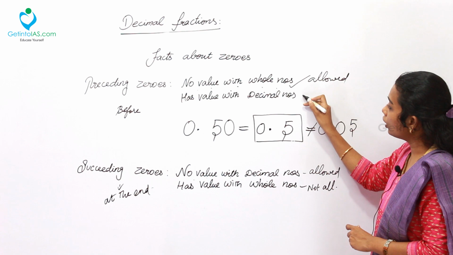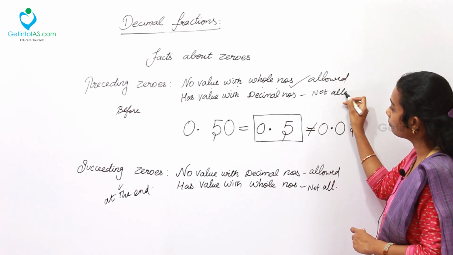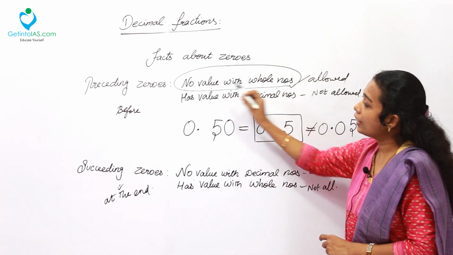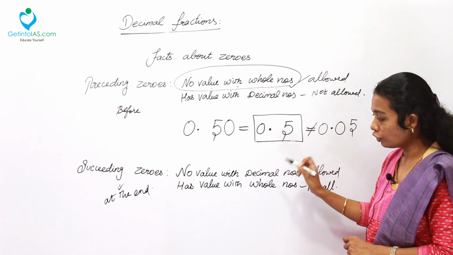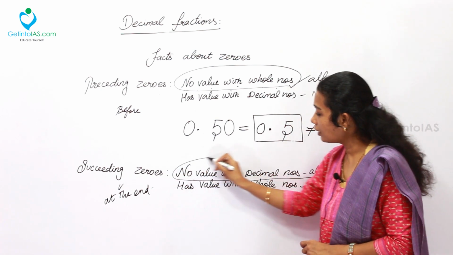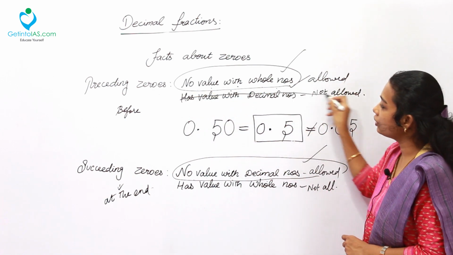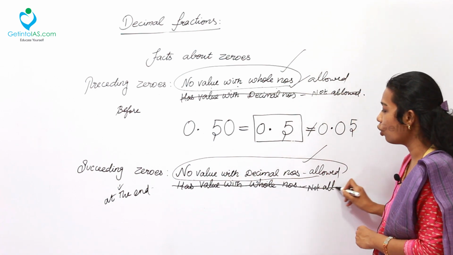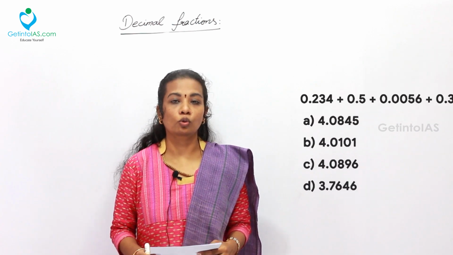So here, which is not allowed, has value with decimal numbers. So what are the things allowed? We can include preceding zeros before the whole numbers. We can include succeeding zeros with the decimal numbers. Only these two processes are allowed. Preceding zeros with decimal numbers, and succeeding zeros with whole numbers, have value and are not allowed. Let's move into the concept. Now let's move on to the question.